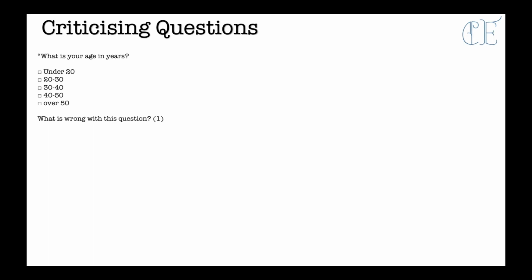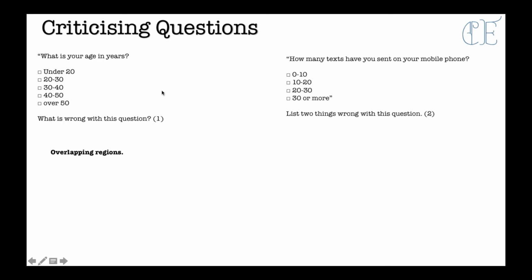So, criticizing questions. Here, what is your age in years? You get 1 mark for saying what is wrong with this question. So have a think about it. What do you think is wrong with that question? Okay, so as you can see, we have overlapping regions here. 20 to 30, 30 to 40. So you need to have between 20 and 29, 30 and 39, whatever. Okay, so overlapping regions.